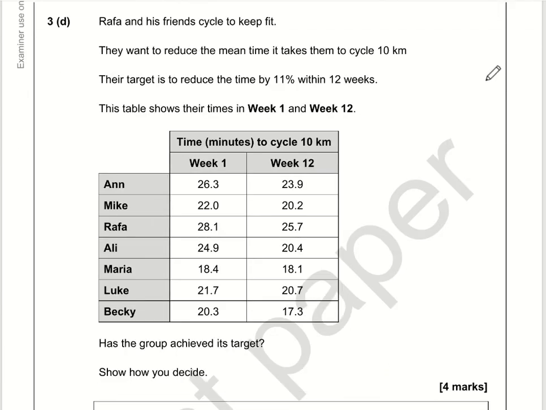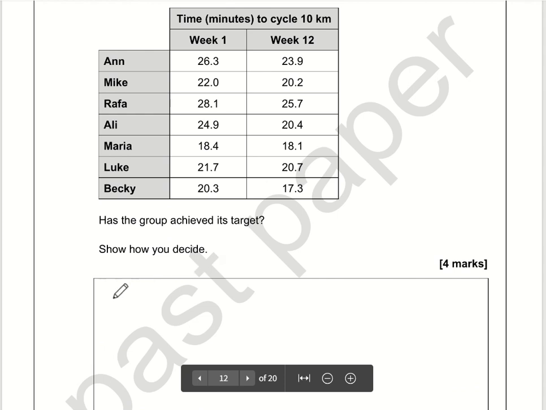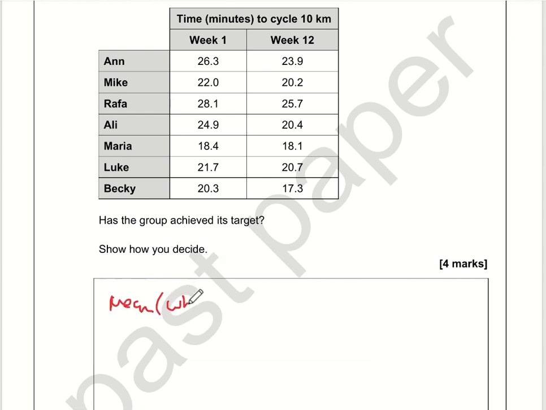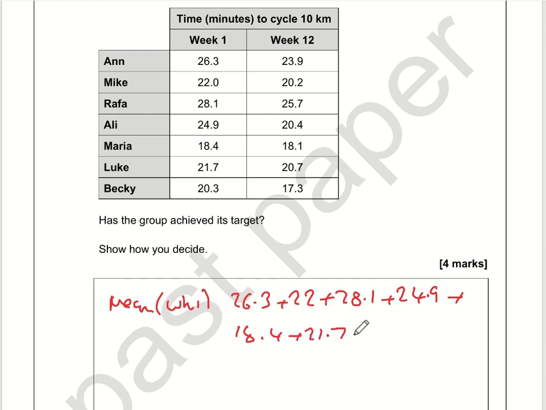Okay, part D. So what we need to do first of all is work out the mean for week 1. So that's going to be 26.3 plus 22 plus 28.1 plus 24.9 plus 18.4 plus 21.7 plus 20.3, and that comes to a total of 161.7, and there are 7 values in total. 161.7 divided by 7 is 23.1, and that's minutes.